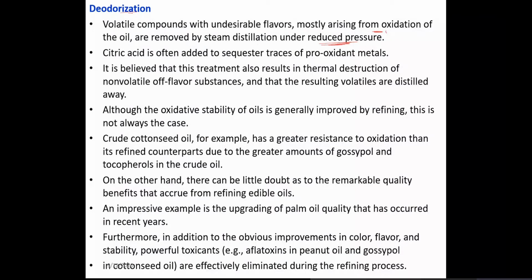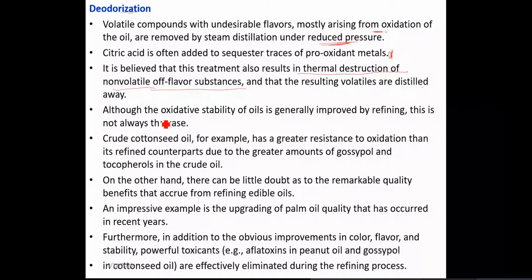Citric acid is generally used as a sequestrant of traces of pro-oxidant metals. Here one should be very, very careful to avoid oxidation. It is believed that this treatment also results in thermal destruction of non-volatile off-flavor substances. This is a disadvantage, because the resulting volatiles are distilled away.